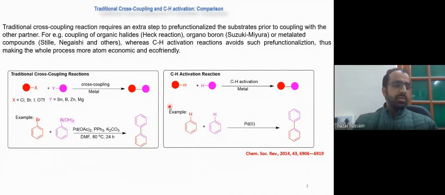They result in the formation of this C-C bond. This is a named reaction like the Suzuki reaction, in which an organic halide is coupled with a boronic acid. But in CH activation reactions, this strategy doesn't require any pre-activation. A simple CH bond can be utilized for activation to form this linkage. This linkage might be C-C, C-N, or C-O.